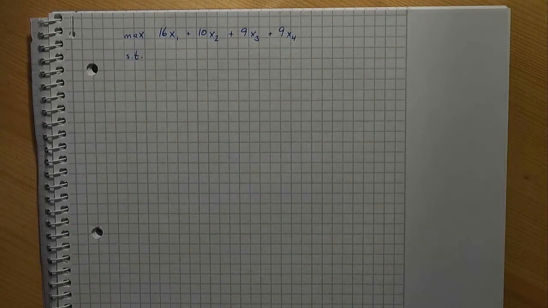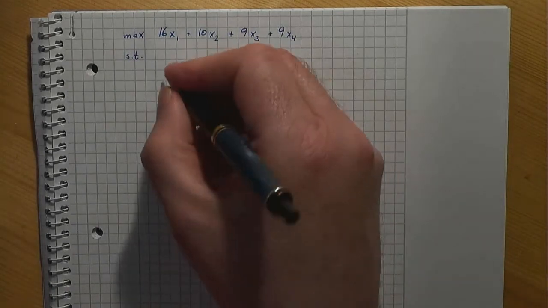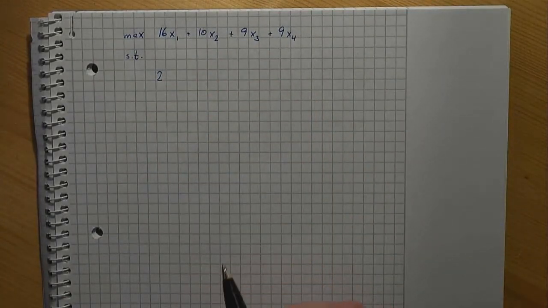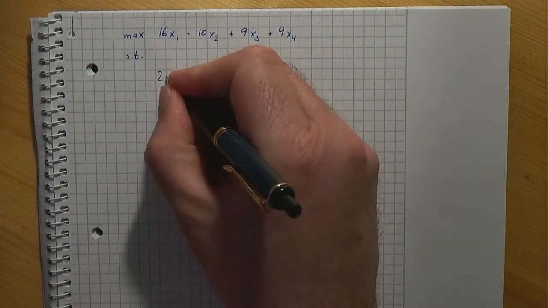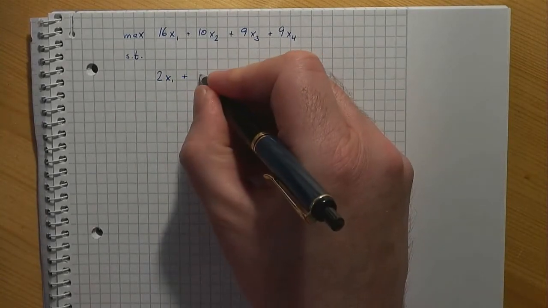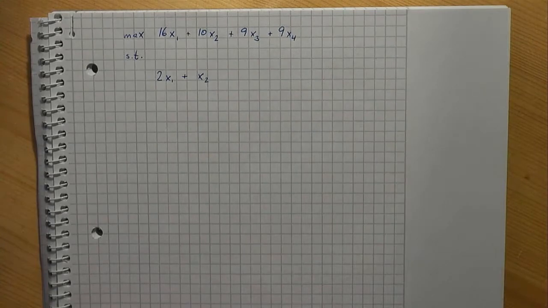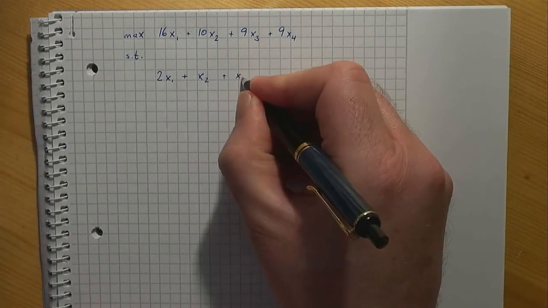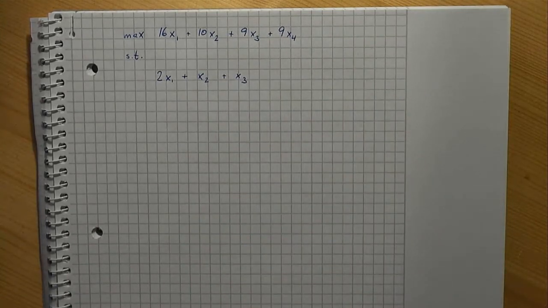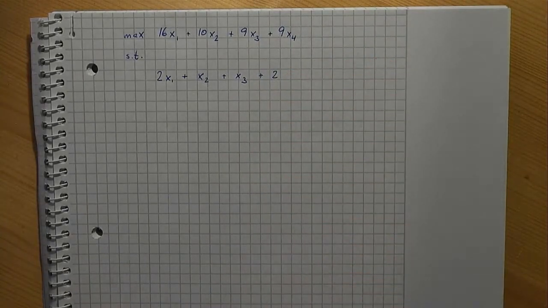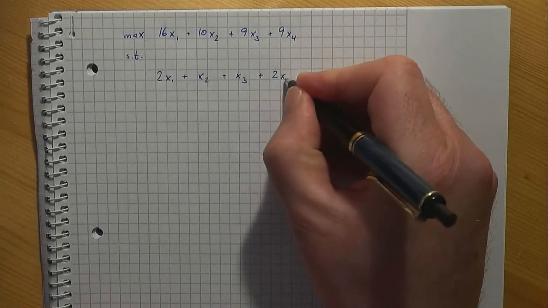Subject to, we need two 2x4s for a table. We need one 2x4 for a chair. We need one 2x4 for the old lounger. And we need two 2x4s for the new lounger.